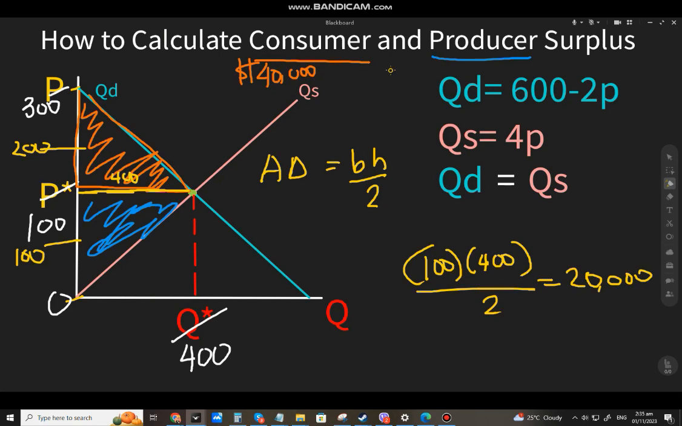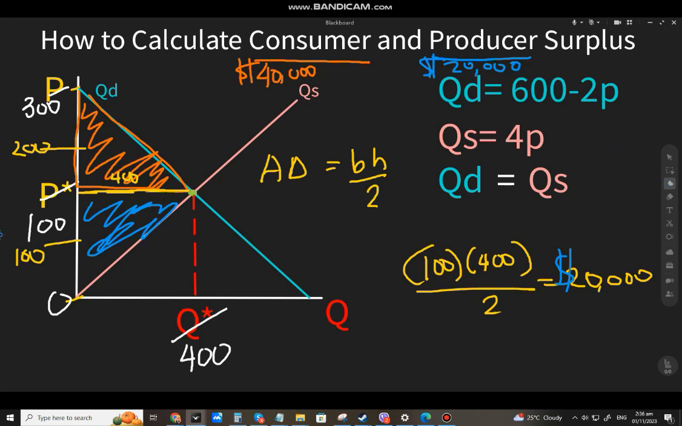So the producer surplus is $20,000. You have to put dollars also, if, of course, the price is in dollars. And again, to summarize, if you want to calculate consumer and producer surplus, you have to find the market equilibrium first, so you can find the P star and Q star. And to get the P-intercept, you have to set QD and QS to 0 and find the value.